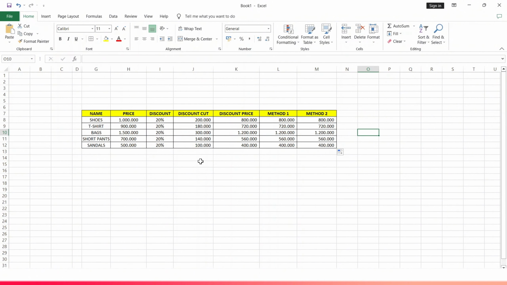So that's it. Calculating discounts quickly in Microsoft Excel tutorial.